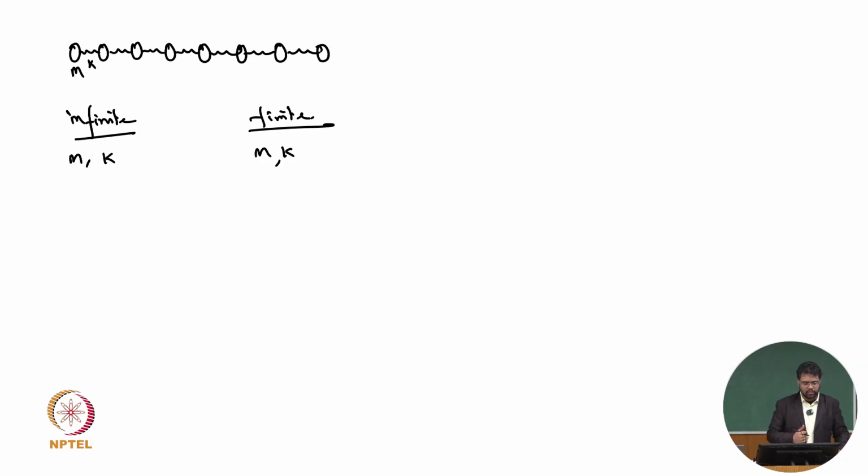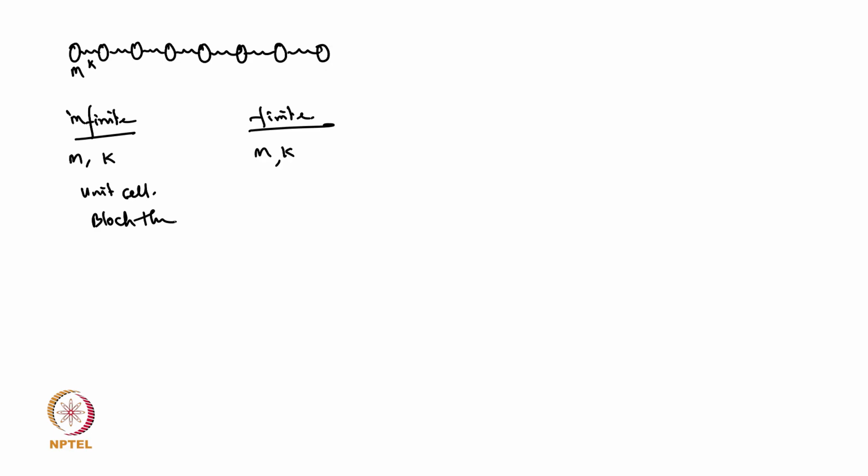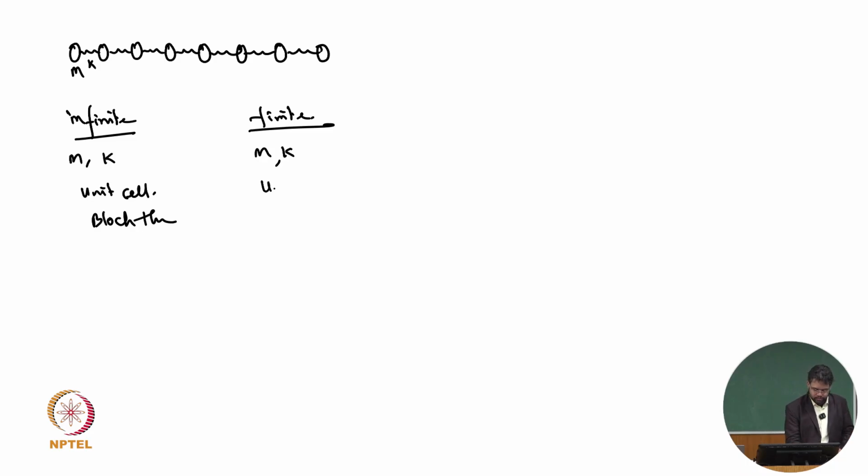And in infinite, what do we do after that? We find the unit cell and we apply the Bloch theorem. That was the way we have done it. So we make the unit cell and we apply the Bloch theorem. Now can we make the unit cell for finite? Yes, we can make the unit cell. Why not? So we can make the unit cell. Perfect. Can we implement the Bloch theorem?